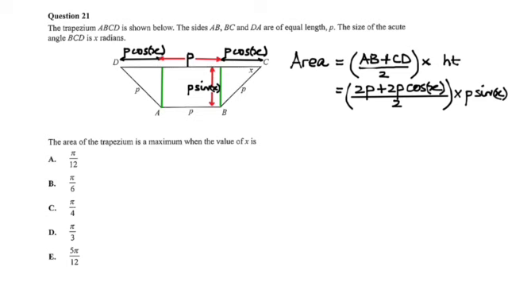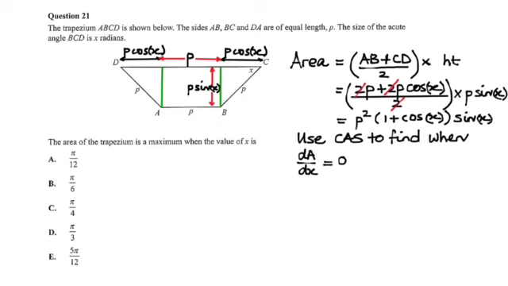Now just keep your head, get it to a level where you can plug it straight into the CAS and then just go for it. Don't mess about, just use the CAS. Simplifying that, we get that. Alright, so what is it? P squared times (1 plus cos x) all times sin x.